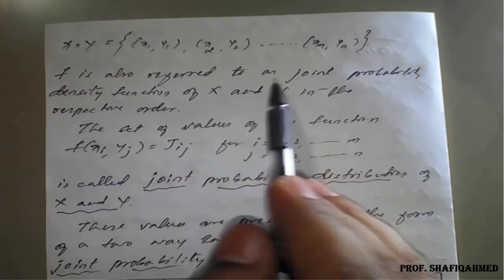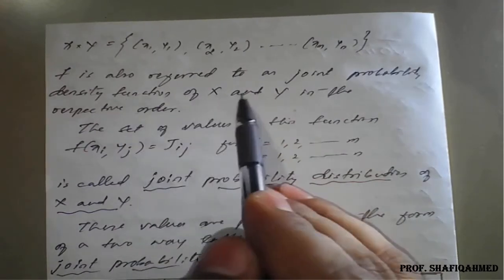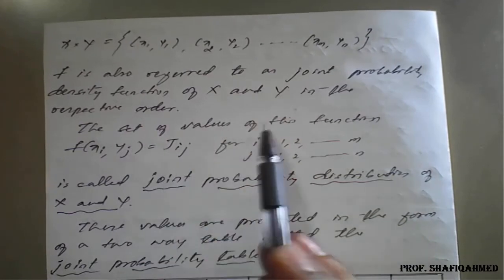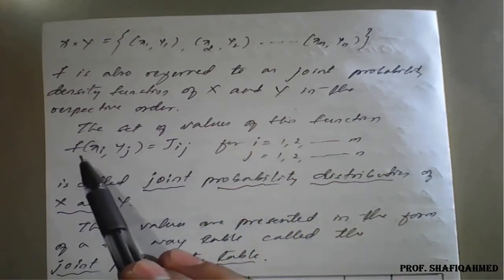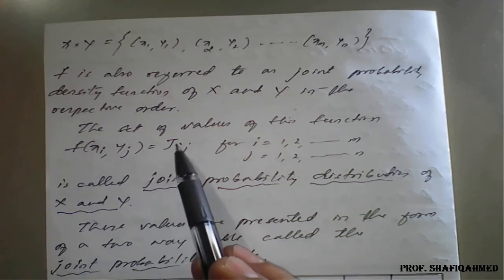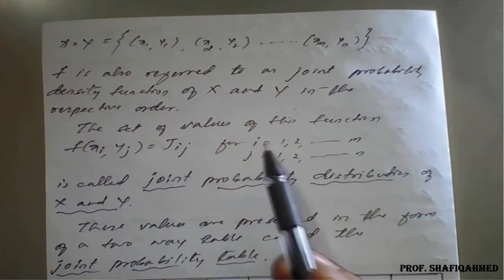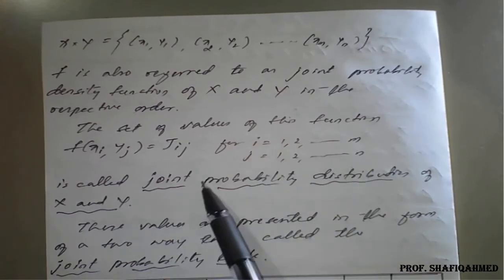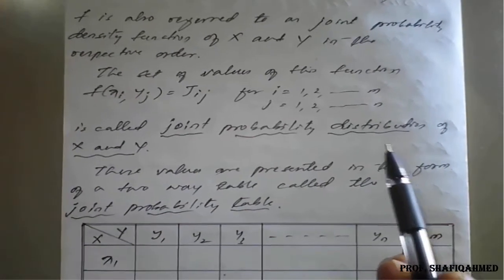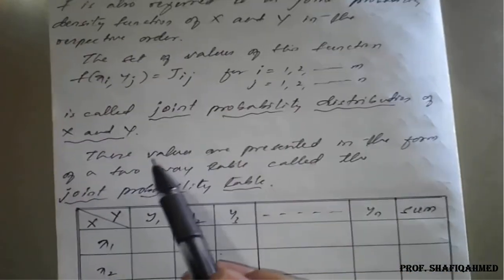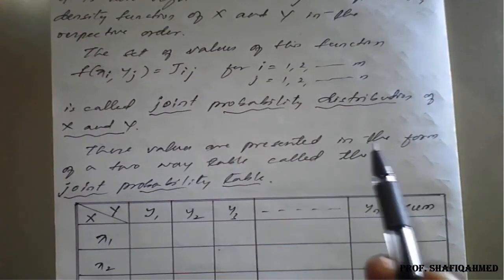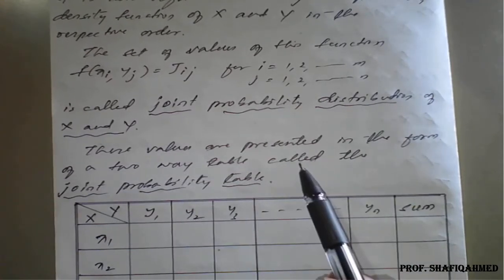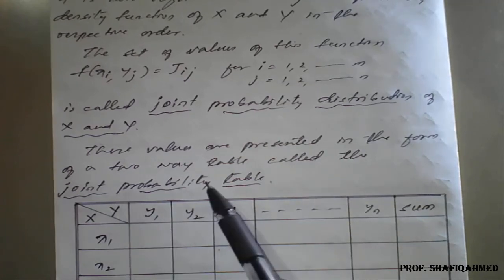f is also referred to as the joint probability density function of x and y in the respective order. The set of values of this function, given by f of xi comma yj, which is nothing but J of ij for i from 1 to m and j from 1 to n, is called the joint probability distribution of x and y. These values are presented in the form of a two-way table called the joint probability table.